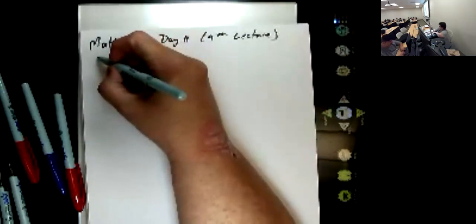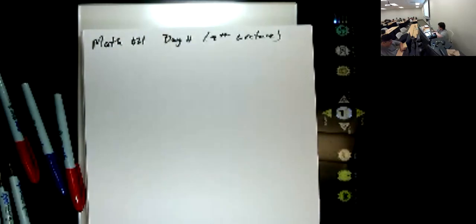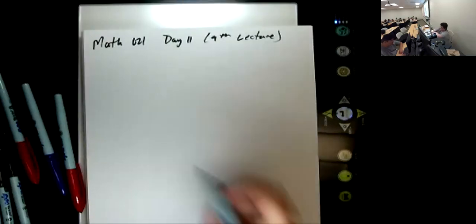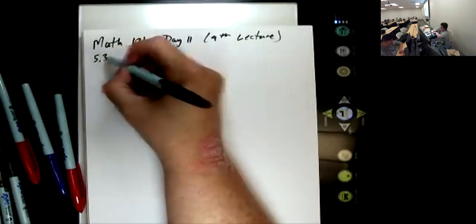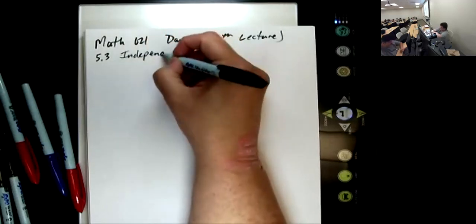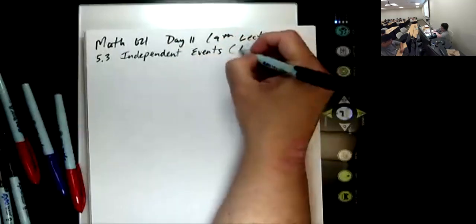And we are hitting 5.4 and 5.5 today. As a quick reminder of what we've had so far, well, I'll do a recap when we have all the formulas in just a second. So 5.3, we did independent events. 5.4 is on dependent events. That was last week.